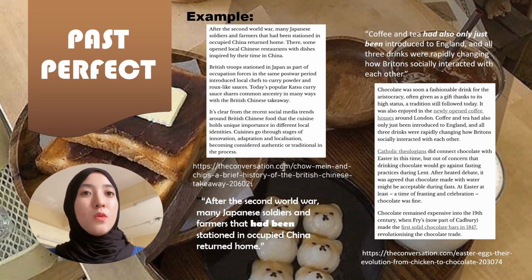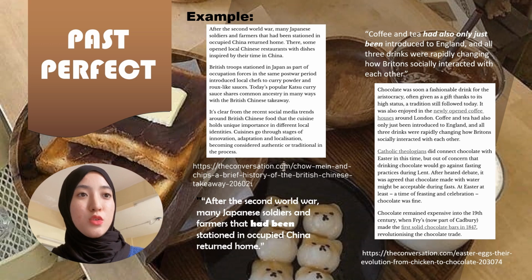After the Second World War, many Japanese soldiers and farmers that had been stationed in occupied China returned home. In this sentence, it used had been. The second example, coffee and tea had also only just been introduced to England, and all three drinks were rapidly changing how Britons socially interact with each other. In this sentence, it uses had also only just been. So that's all for the past perfect tense.